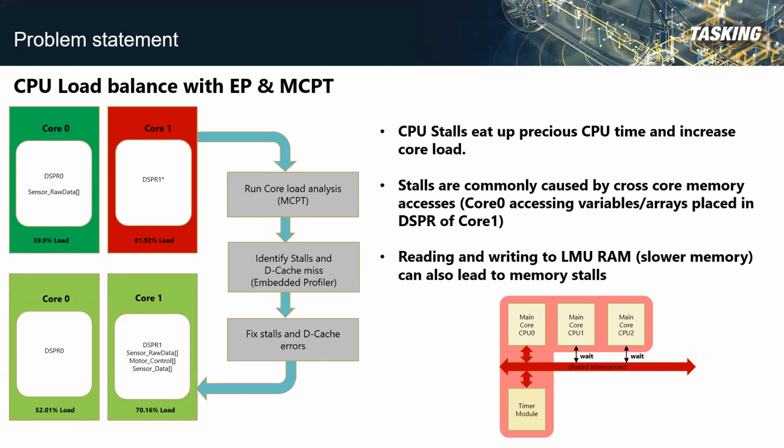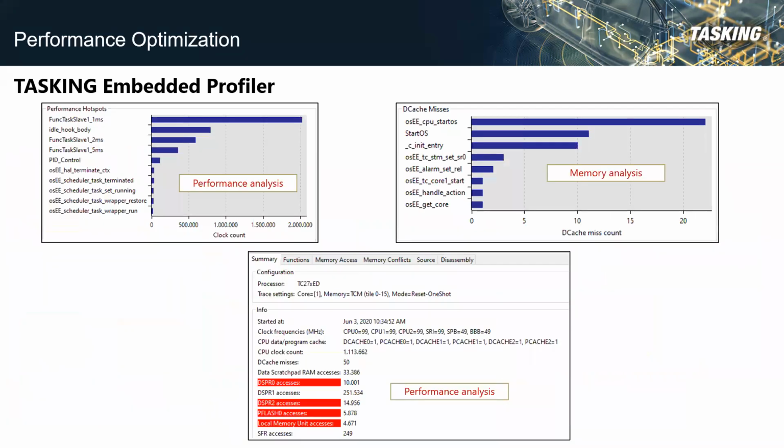So I have done a profiling with the embedded profiler. What I saw in the embedded profiler results, in the performance analysis window, is a large number of cross-core memory accesses. CPU 1 is trying to read the sensor information from the DSPR0 of core 0, and parallelly it is trying to update an array of data on the DSPR2 of core 2. Because of that, you can see a large number of cross-core memory accesses, which are highlighted in red.